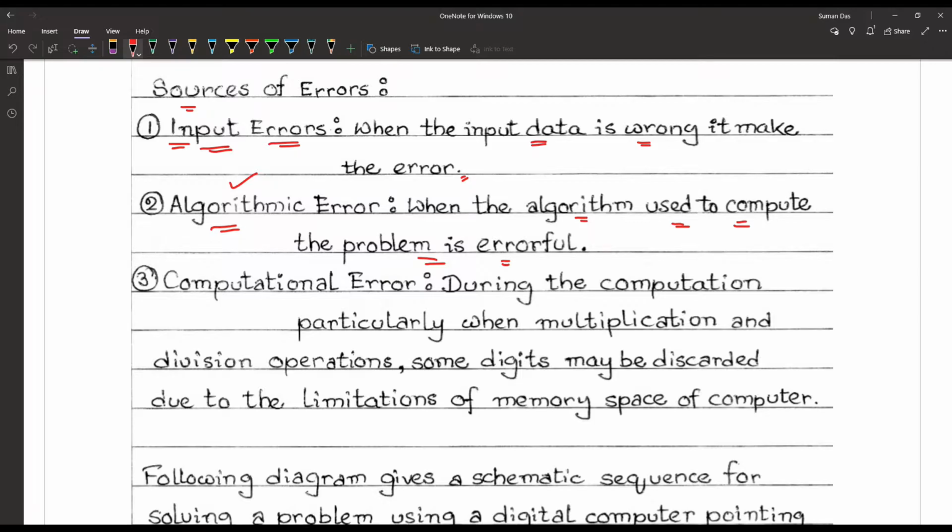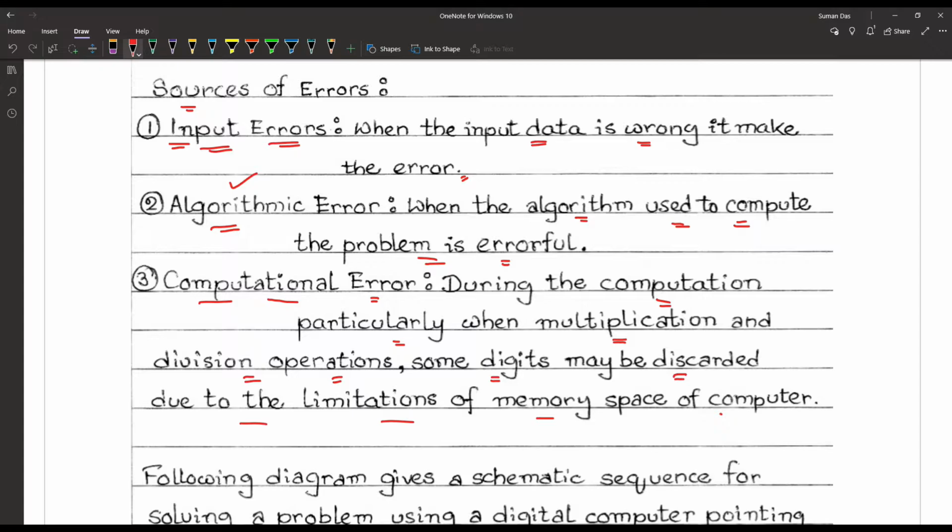The third one is practically known as the computational error. During the computation, particularly when multiplication and division operations are going on, some digits may be discarded due to the limitations of memory space of the computer. We know that whatever numerical calculations we are discussing here are based on computation. That means we are proceeding with algorithms and doing the computation on computers.